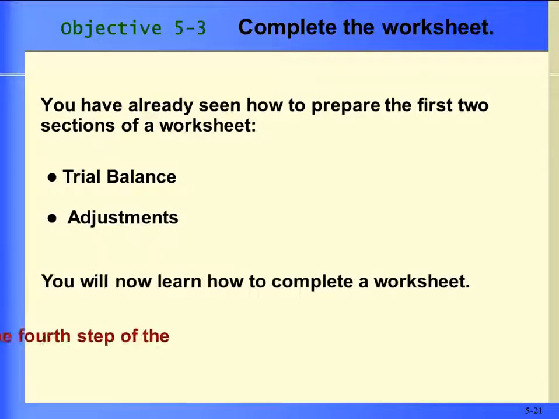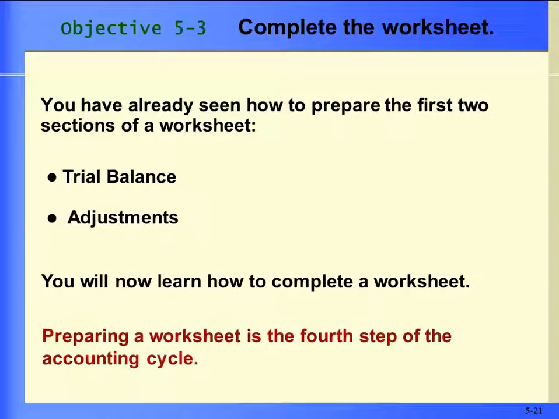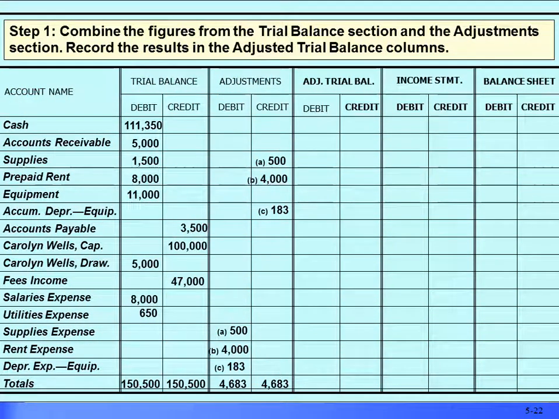So now the fourth step of the accounting cycle is preparing a worksheet. Now we have the adjusted trial balance. So first you have the trial balance, then the adjustments, then you adjust the trial balance, and from these numbers we can make the income statement and balance sheet.